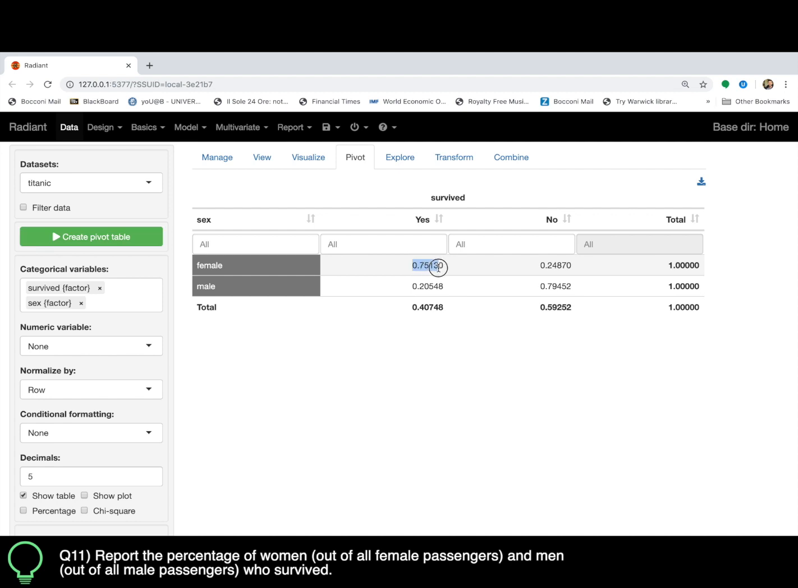Great. So 75.130% of women survived, whereas only 20.548% of men survived, within the female and male sample groups, respectively.